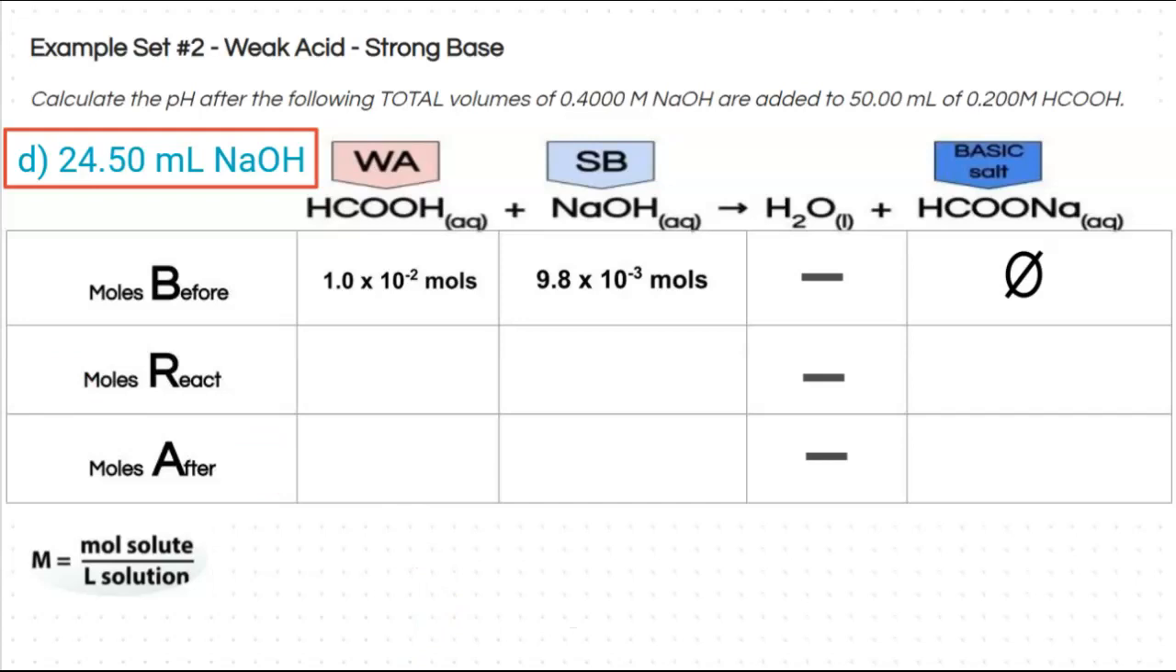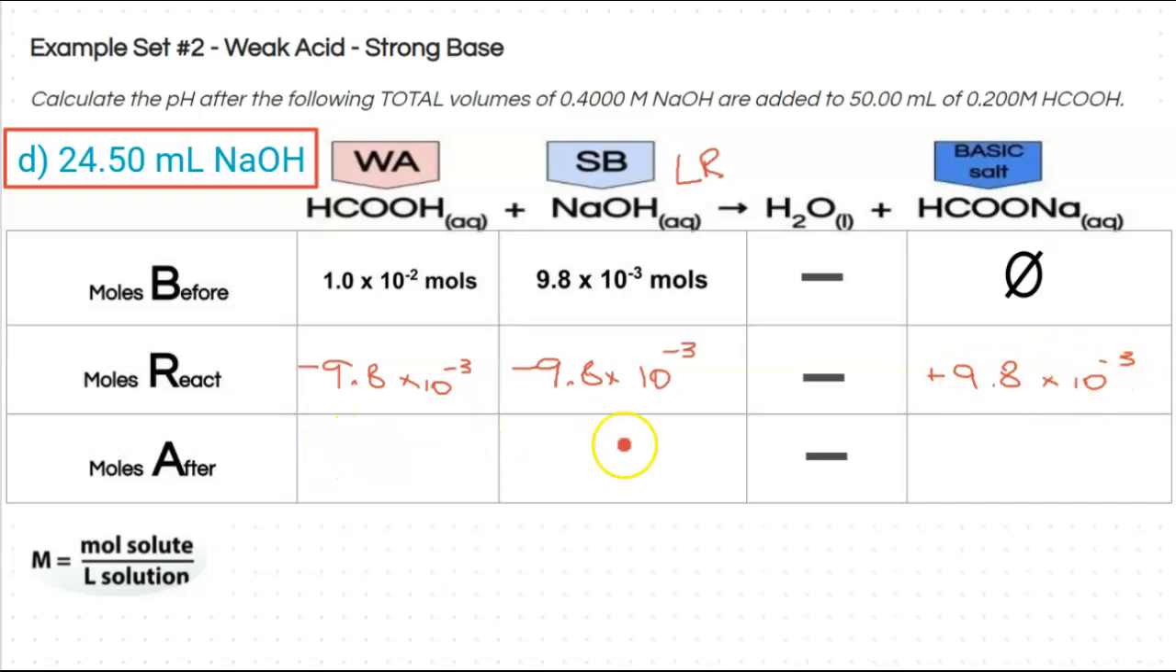So now, same as we've looked at before, because this value is smaller, the sodium hydroxide is still going to be my limiting reactant. So I'm going to use up all of the sodium hydroxide. I'm going to use up 9.8 times 10 to the negative third moles of sodium hydroxide, and I use up an equal amount of the base, of my weak acid. Okay, and I'm forming that same amount of my conjugate base on the right-hand side.